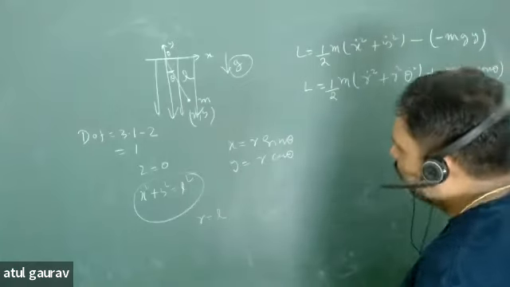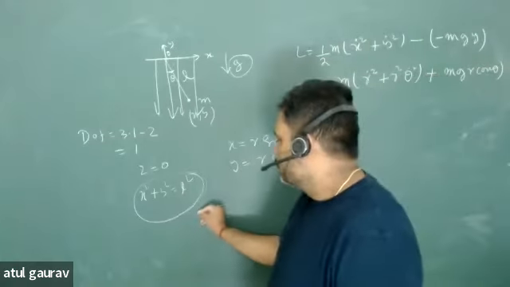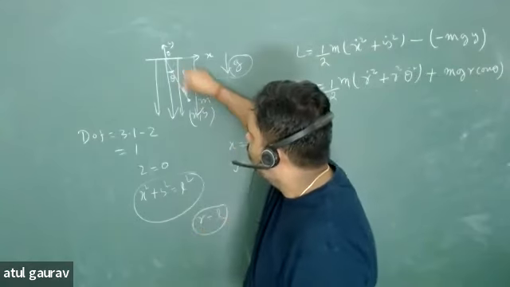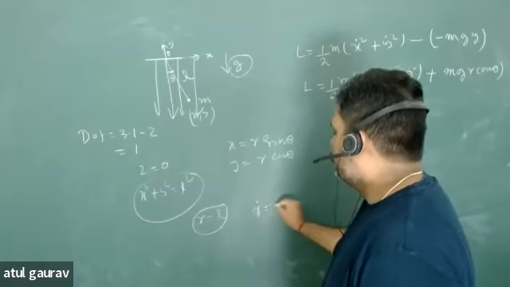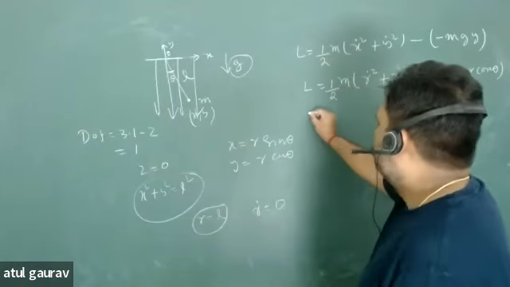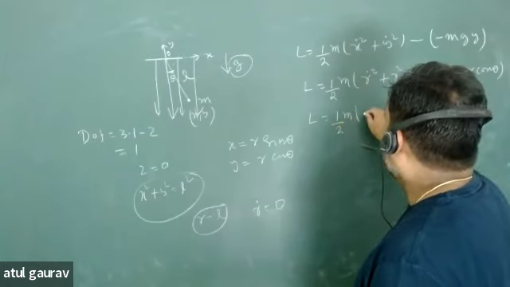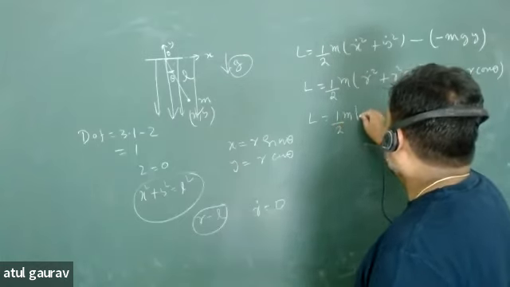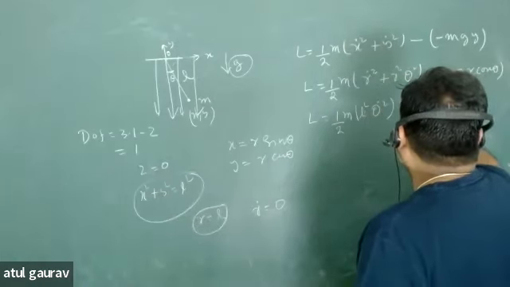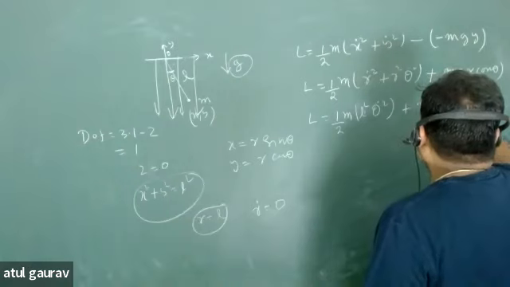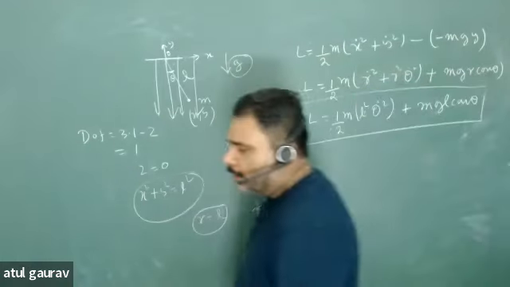Now, what is the equation of constraint we have to use? We have to use R is equal to L. This is your R. Okay. R is equal to L. So what is R dot? R dot is equal to 0. So you have L is equal to half m L square theta dot square plus mg L cos theta. This is your Lagrangian. Is there any cyclic coordinate?